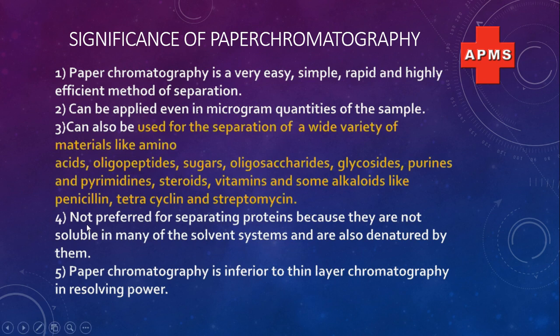So the disadvantage of this paper chromatography is that it is not preferred for separating proteins or other polymers, because these proteins, or we can say simple polymers, generally have very low solubility in many solvents, polar or non-polar. The solubility is very low. So these cannot be easily separated using this paper chromatography.